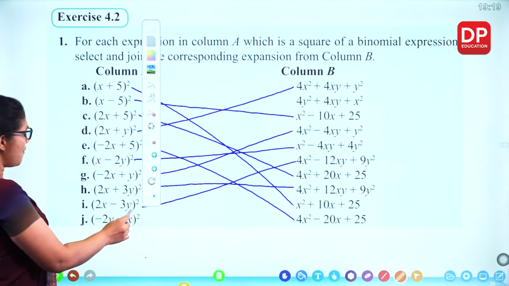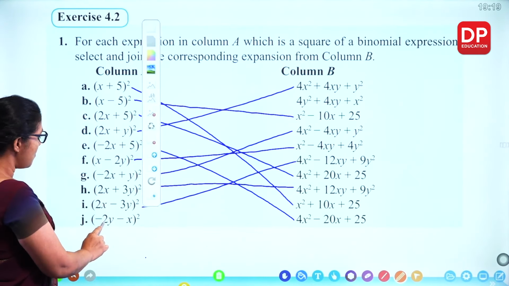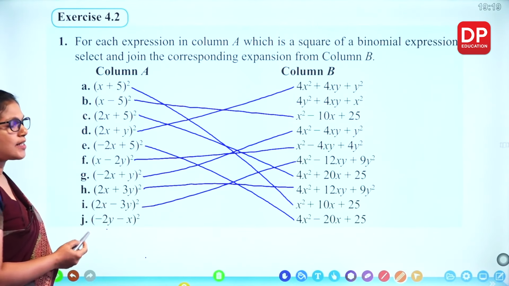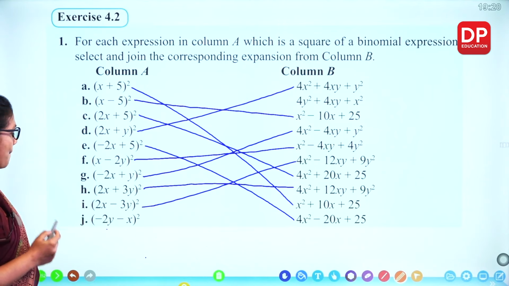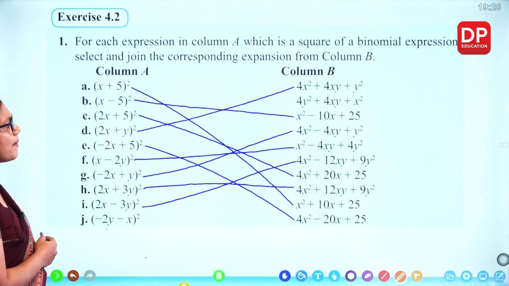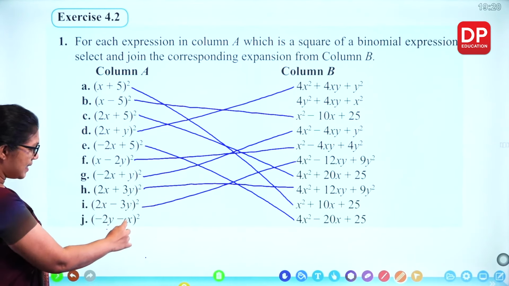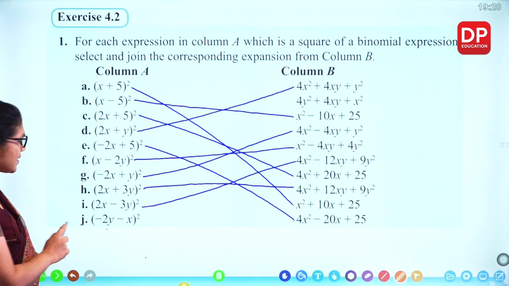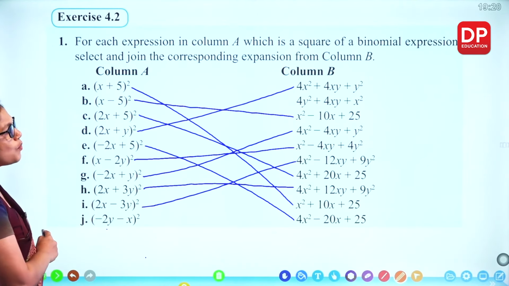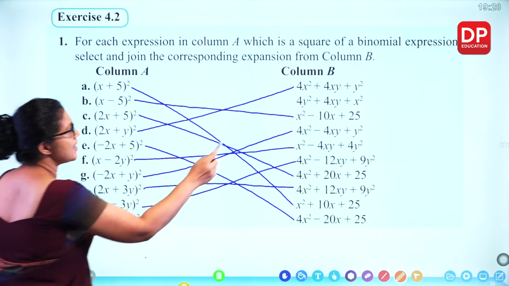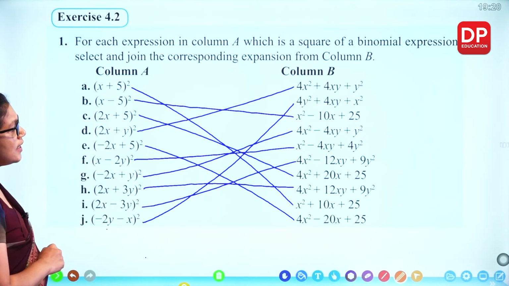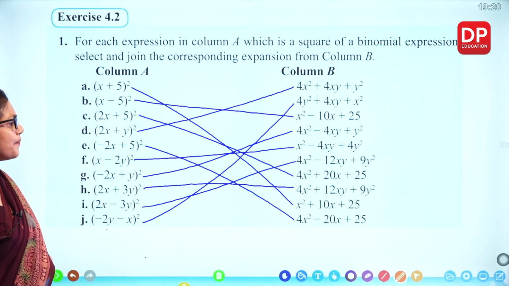So the other one, here you get minus 2y and minus x. Minus 2y when you square it, plus 4y squared. And this one you get plus x squared. And the middle term, can you see minus into minus? You get plus 4xy. So here we can see this one is relevant to this expression.